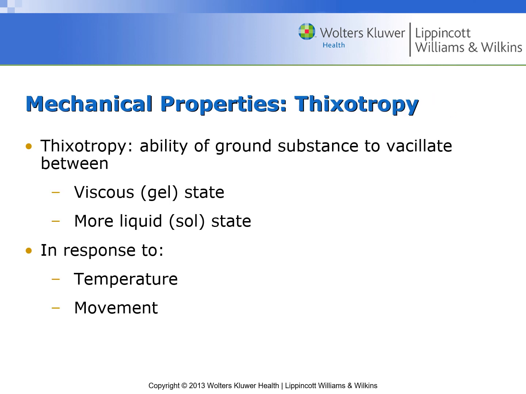Now let's take a look at the mechanical property of thixotropy. Thixotropy is the ability of ground substance to vacillate between either a gel state, which is a viscous state, or a liquid state, the sol state. It occurs in response to either temperature or movement.